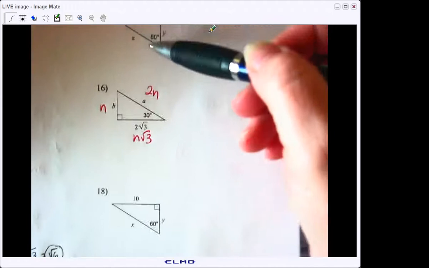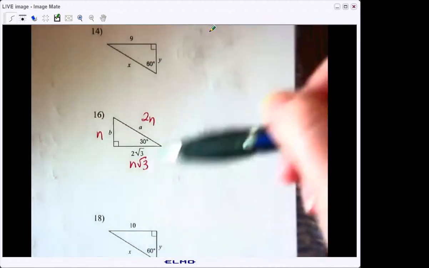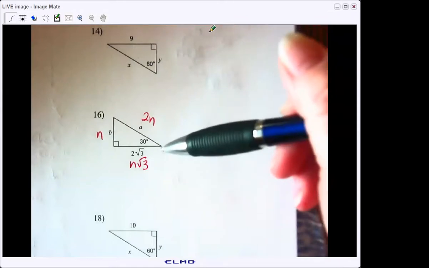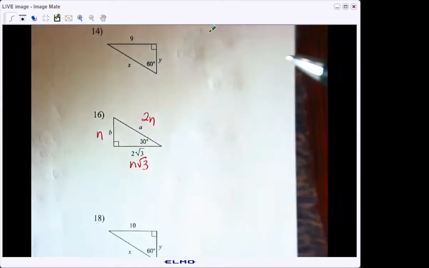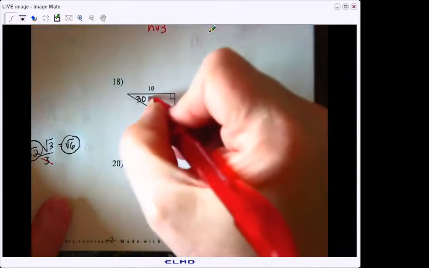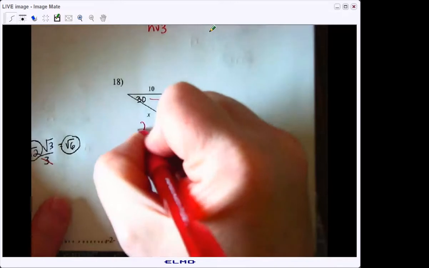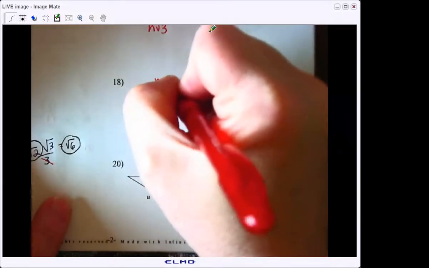Okay. Number 18, if you look at number 14 and then you compare it to number 18, they're the same problem except this one's a 9 and that one's a 10. So we're going to apply the shortcut again. Here's my 30-degree angle. So here's n, 2n, and n root 3. So when the long leg doesn't have a root 3, what do we need to do? Use a shortcut. Good.